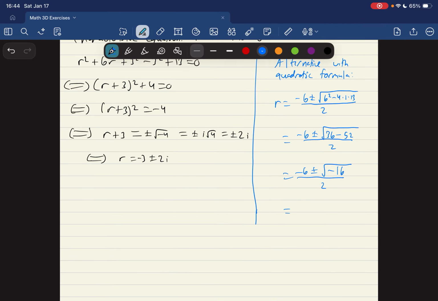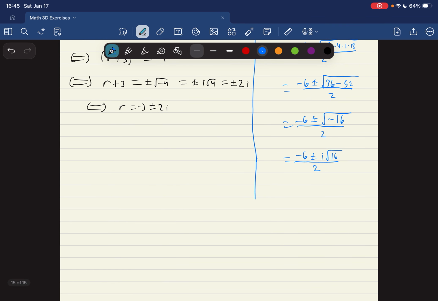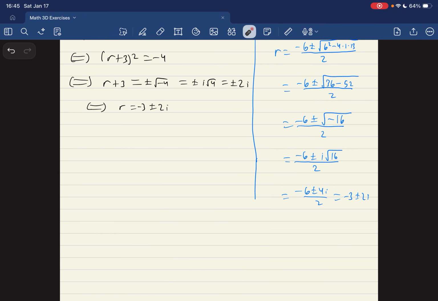And once again, because we're taking the square root of something negative, this is going to become i times the root of the positive thing. So we go from negative 16 to positive 16, all over 2. Now, the square root of 16 is just 4, so we get 4i all over 2. And this, in turn, is negative 3 plus or minus 2i, which is exactly what we got using the completing the square method. Okay, very nice.